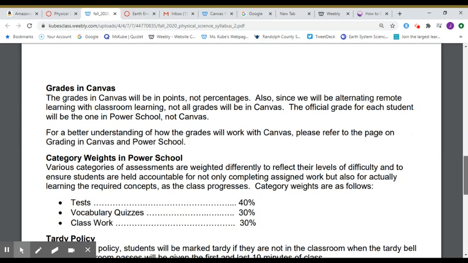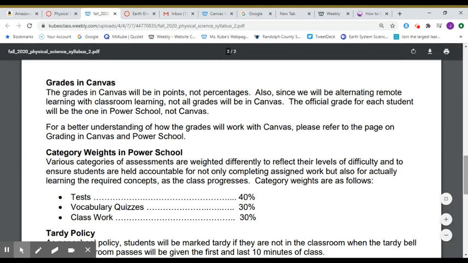Okay, so grades in Canvas, they're there. They're not the same though as the ones in PowerSchool, because the grades in Canvas will be on points.